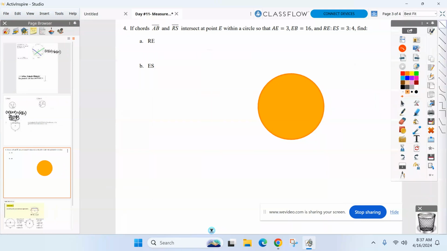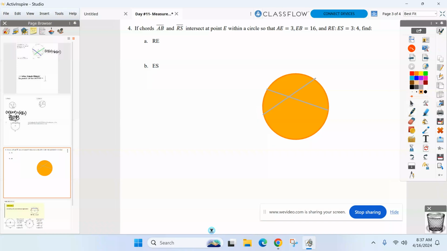Drawing two chords here, AB and RS, intersecting at point E. Everyone's putting a 3 on AE and a 16 on EB. And then as you read the rest of the problem, I have 2 segments in a ratio. Okay, I'm pretty confident in you. We did this all for quiz 2 when arcs were in a ratio.